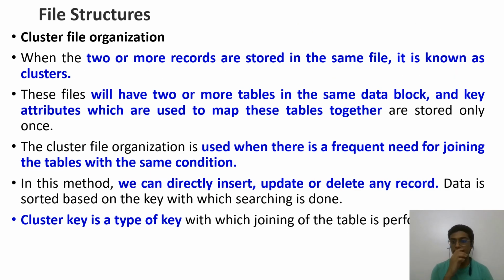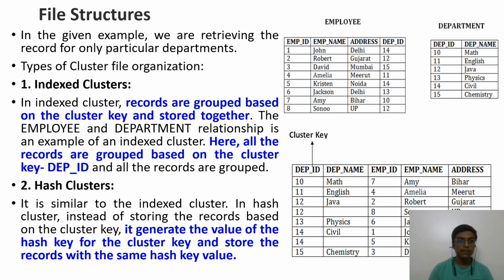Next one is the cluster file organization. When two or more records are stored in the same file, it is known as a cluster. These files will have two or more tables in the same data block, and the key attributes which are used to map these tables together are stored only once. Here an example is given. Types of cluster file organization.